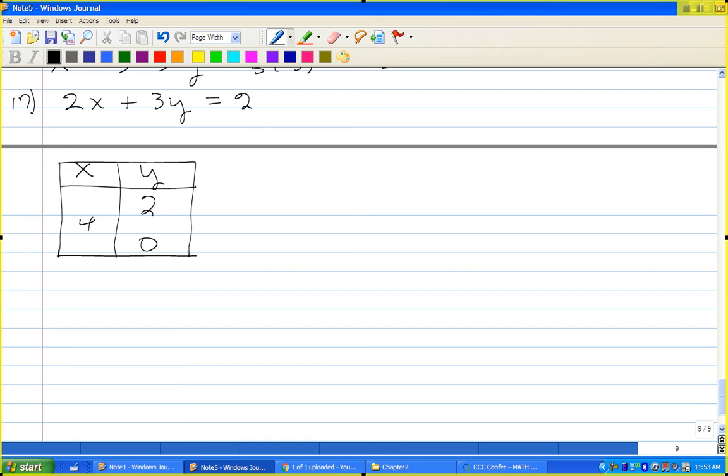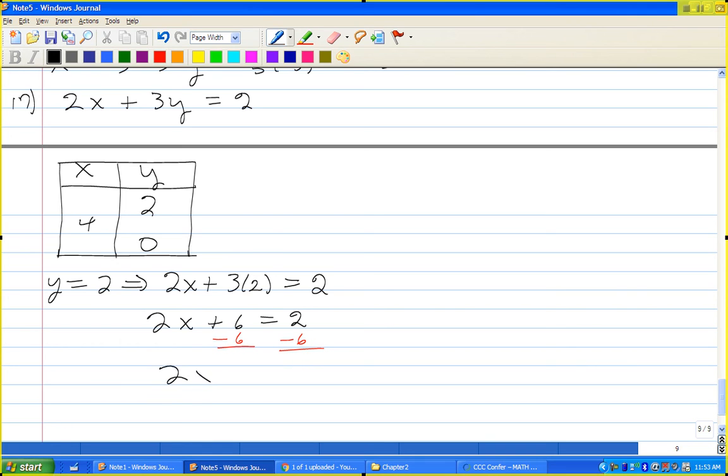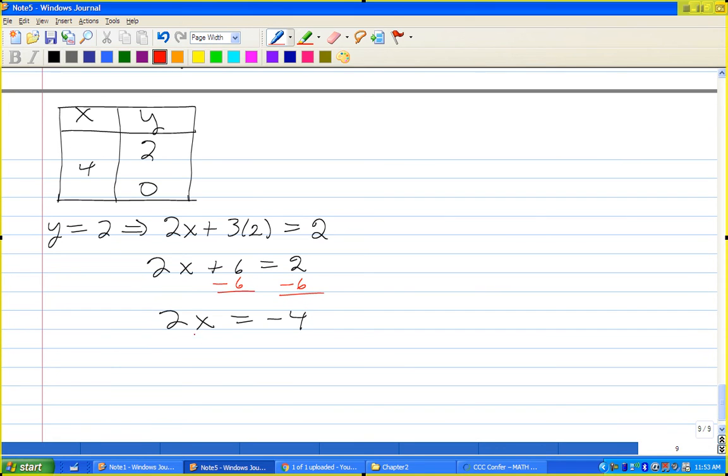So I have here, when y equals 2, I have 2x plus 3 times 2 equals 2. 3 times 2 is 6. Subtract 6 from both sides of your equation. So 2x equals negative 4. Divide both sides of your equation by 2. So x equals negative 2.